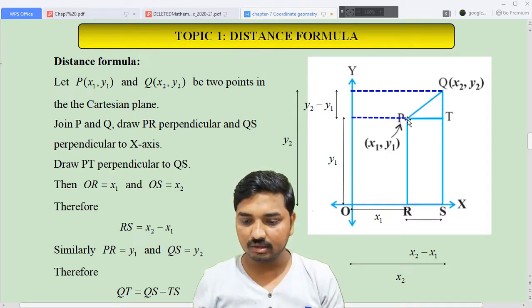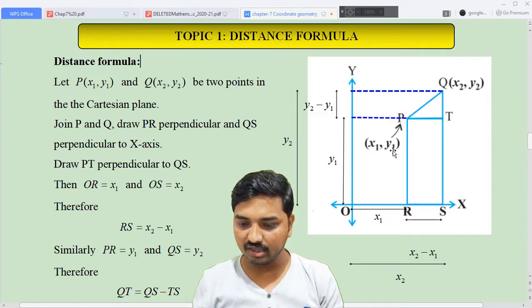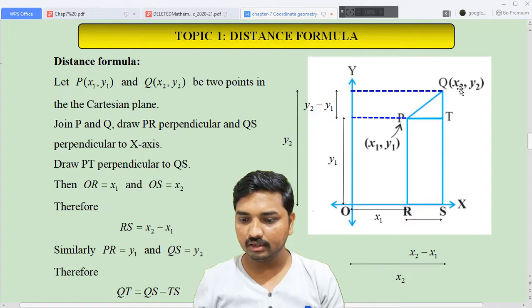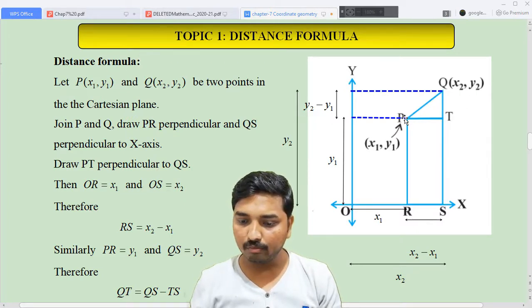Now look at it, this is the point P having coordinates x1, y1. And this is the point Q, and it has coordinates x2, y2. Now I want to measure the distance from P to Q. What is the distance from P to Q here?